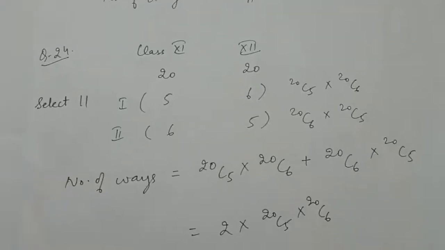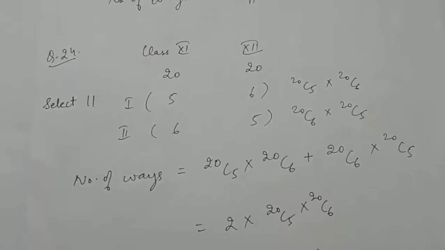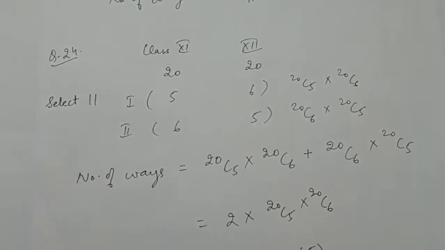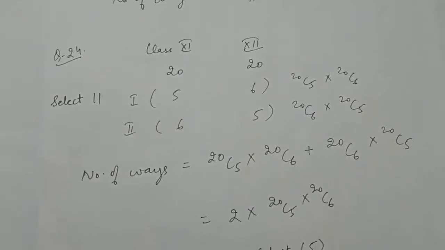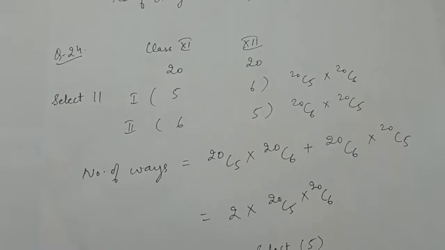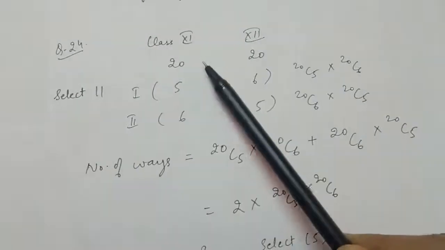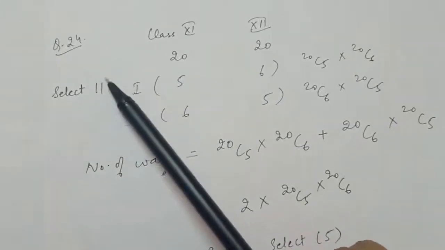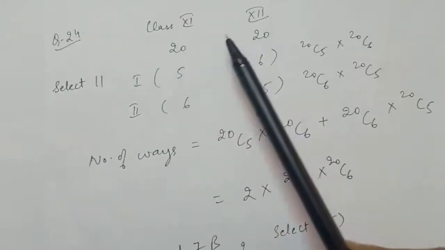Question number 24 is: a sports team of 11 students is to be constituted, choosing at least 5 from class 11th and at least 5 from class 12th. If there are 20 students in each of these classes, in how many ways can the team be constituted? Now see, in both classes there are 20 students. We have to make a team of 11, selecting at least 5 from each of the classes, right?